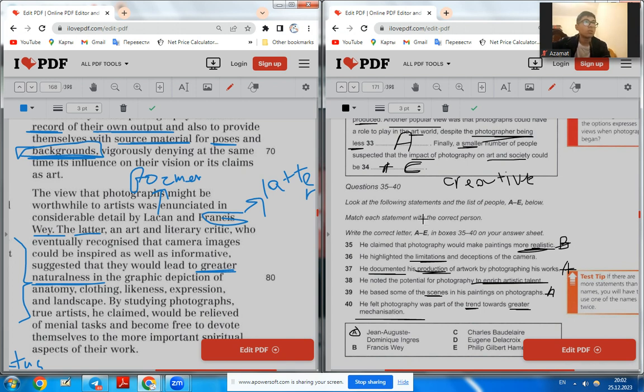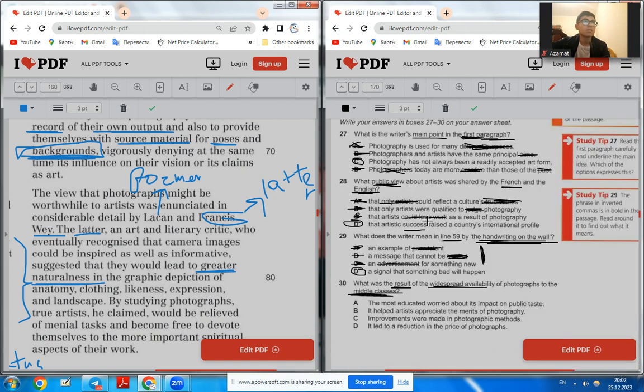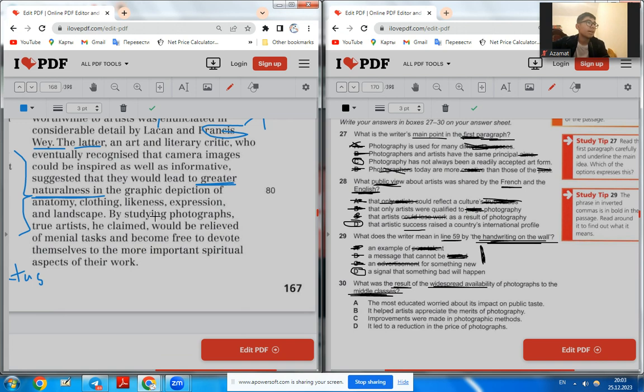So let's go to the last multiple choice question. What was it about? Middle class, nothing about that yet. So let's continue. By studying photographs, true artists, he claimed, would be relieved of manual tasks and become free to devote themselves to the more important spiritual aspects of their work.